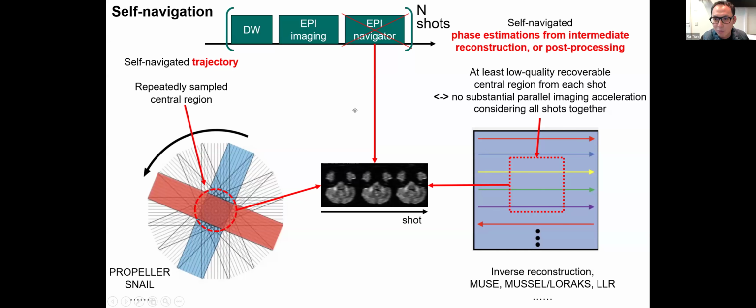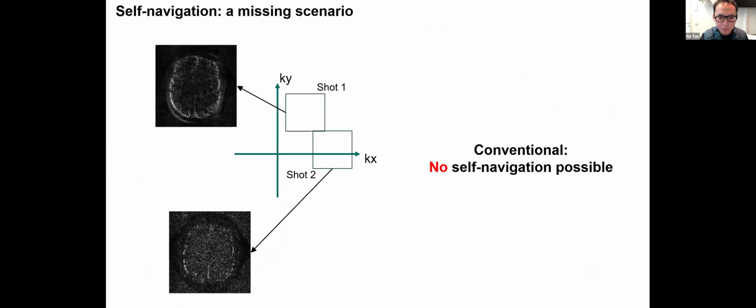And also on the right, we show self-navigated post-processing or intermediate reconstruction, for example, like the inverse reconstruction, MUSE, MUSSELS, LORAKS, LLR. There are a lot of different ways to do that. But all of these methods, at the end, have something similar. At least a low quality central region from each shot should be recoverable. And that means if you consider all the shots combined here, there's not that much substantial further parallel imaging acceleration. So it's a little bit limiting to your sampling efficiency if you consider parallel imaging.